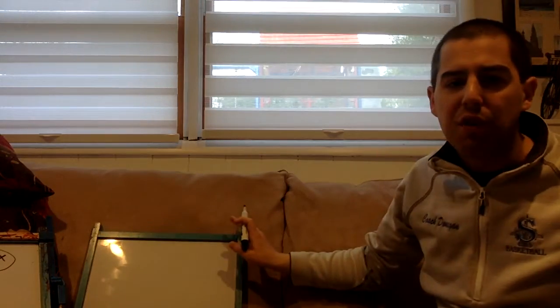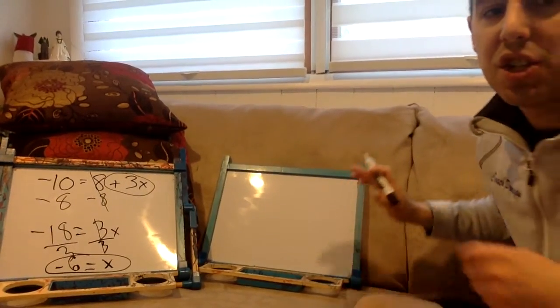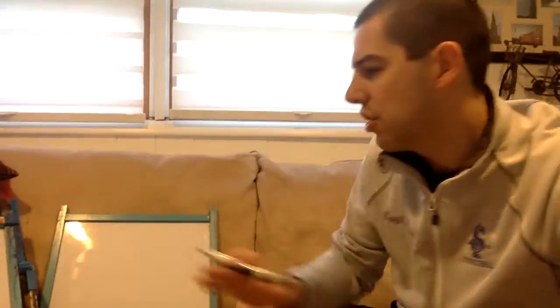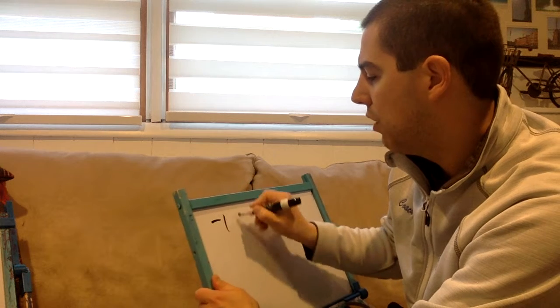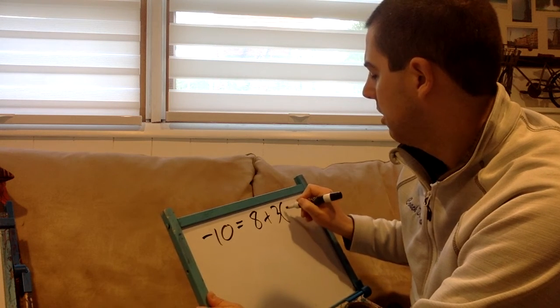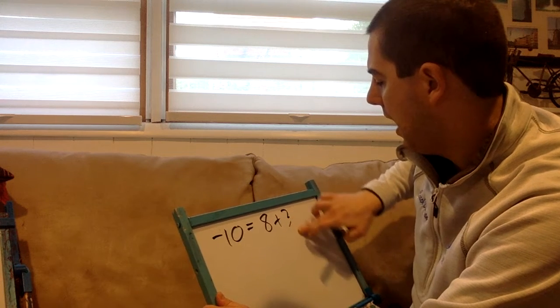Now, for 3 of the problems on your classwork, you're also going to have to check it. So here's the check step. I take my answer, that negative 6, and I'm going to plug it in to the original equation. The original equation was 8 plus 3x.